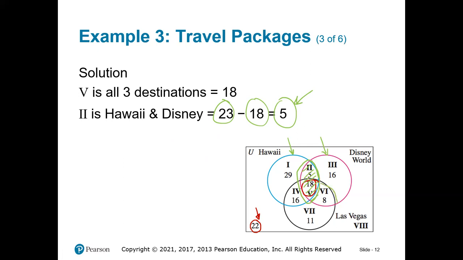If I cover this region here, what is this region? This is the overlapping between Las Vegas and Disney. So how do you get the 8 here? We went back to the exercise and saw the difference between 18 and that number is 8, which is 26. They said 26 people want to go to Las Vegas and Disney. But since I already listed 18 of them, that means 8 people want to go to Disney and Las Vegas only.